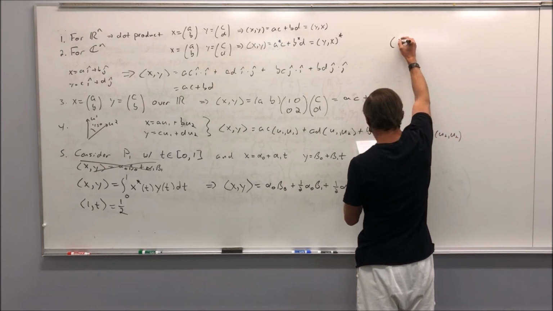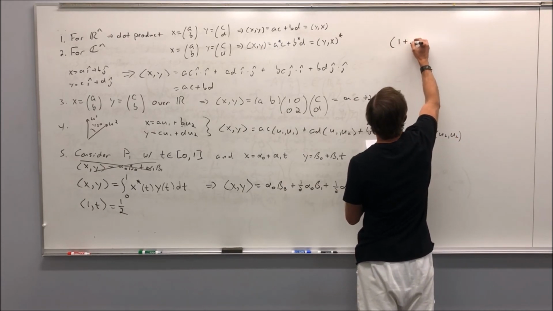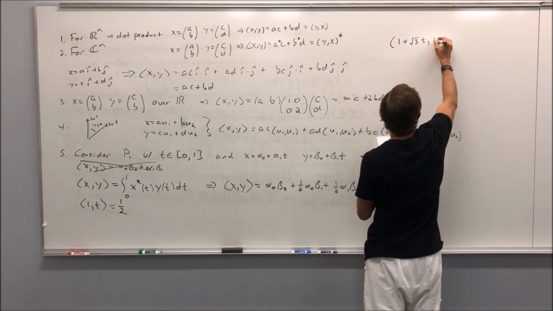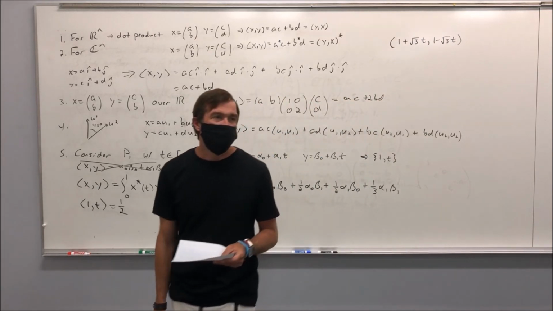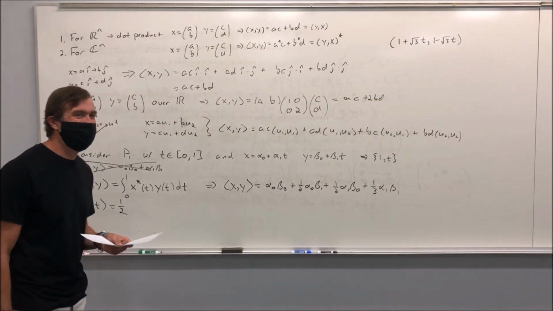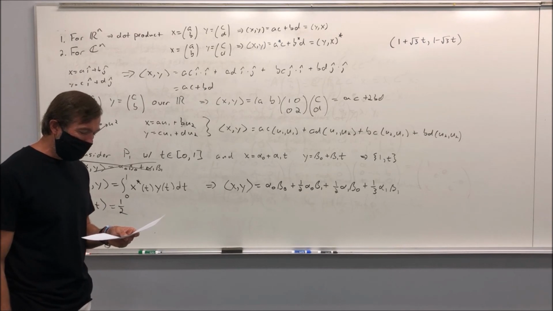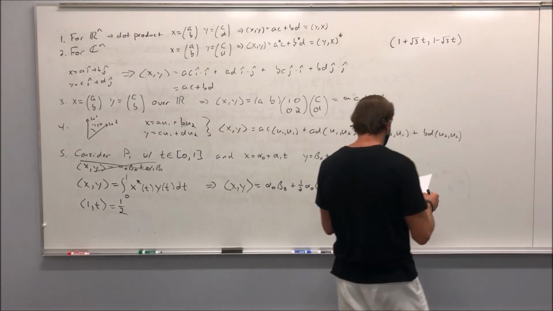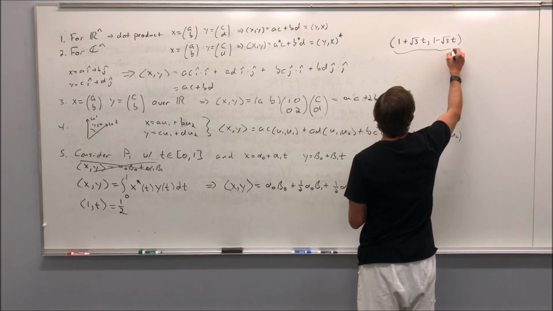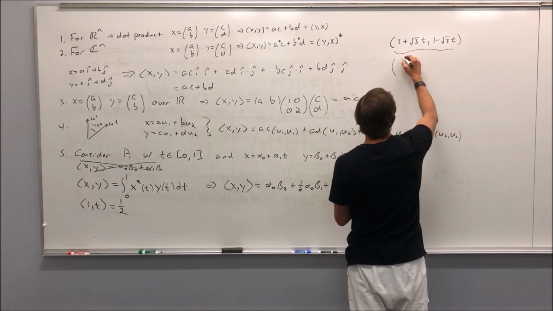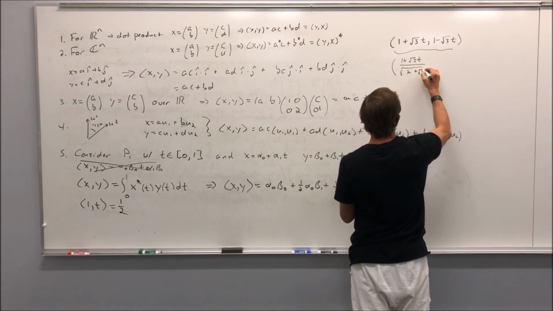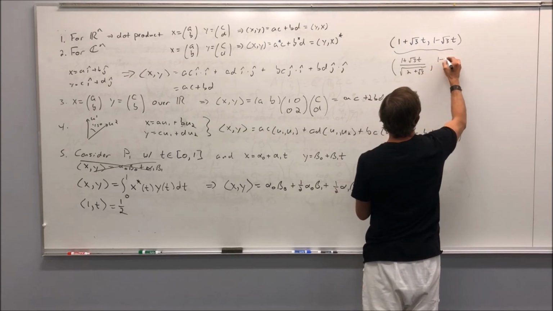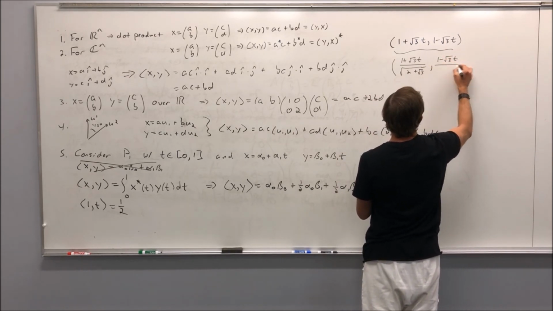What is the orthogonal basis? 1 minus t, 1 plus t. But it gets better because instead of this, we can use 1 plus root 3 t over 2 plus root 3.